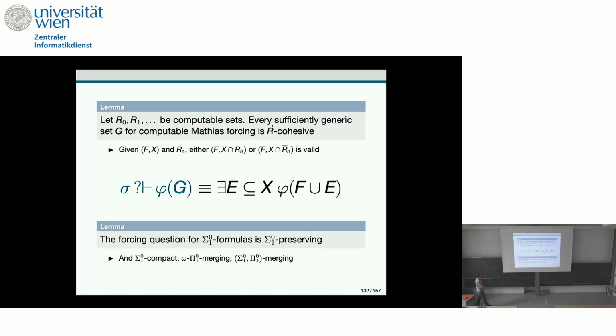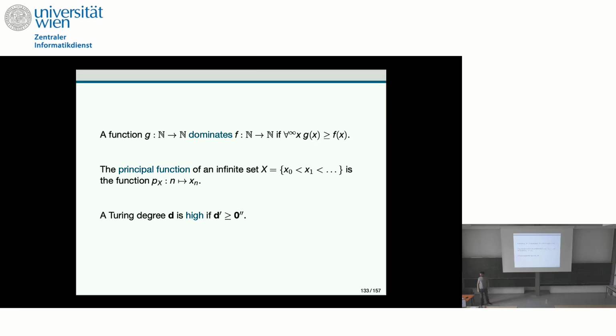And at the first level, for Σ01 formulas, the natural forcing question behaves well. If you just say, is there some extension of my stem for which it holds? And here we are really exploiting the fact that X is computable. The forcing question for Σ01 formulas is Σ01 preserving and really behaves like co-enforcing. So Σ01 compact, ω Π1 merging, and Σ01 Π01 merging. The situation becomes more complicated if you look at higher levels. Mathias forcing, and even computable Mathias forcing, does not behave well. So let's just recall that a function dominates another function if it eventually pointwise dominates it.